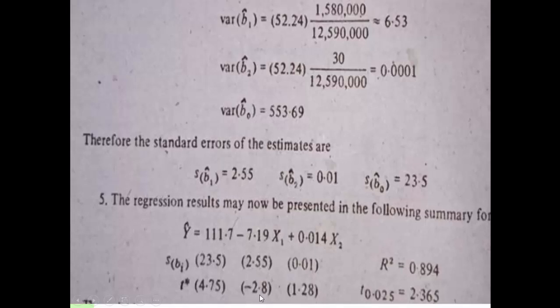Similarly, the t value for beta 1 hat is minus 2.8, which also lies in the critical region if we compare it with this critical value. So we conclude that beta 1 hat is also significant. The value of t calculated for beta 2 is 1.28, which is less than the critical value 2.63. So it lies in the acceptance region, and we accept the hypothesis that beta 2 hat is not statistically significant.